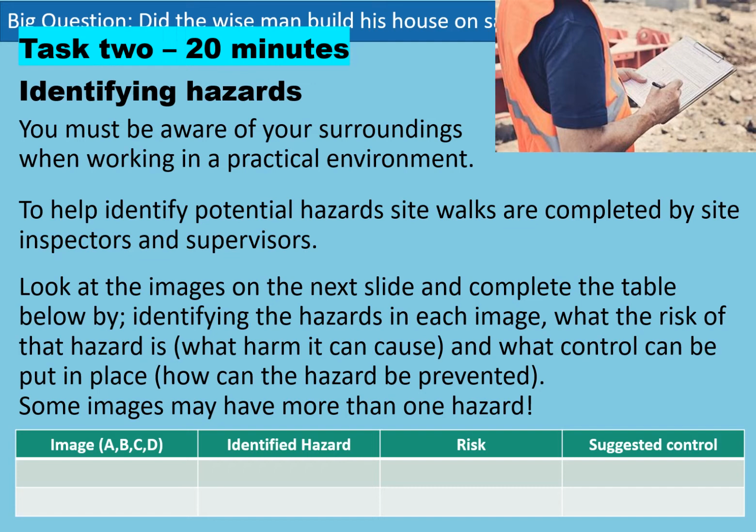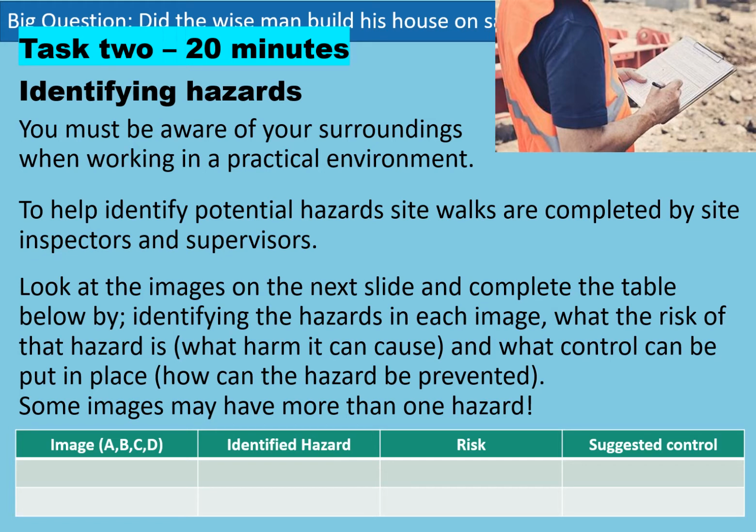And if you look below, there's a table. And so in the image column, you just need to identify the image that you're looking at. So you just need to write whether it's A, B, C, or D. Once you've looked at the image and you've seen all those little hazards, that's where you write them down in the identified hazard column. Now it doesn't have to be full sentences, they can just be a little bullet point list.